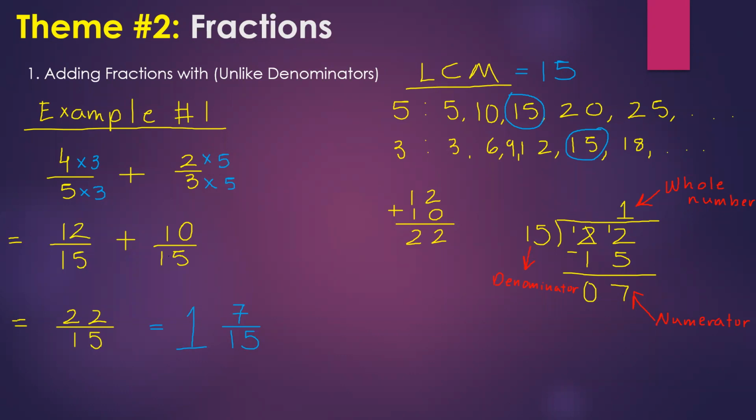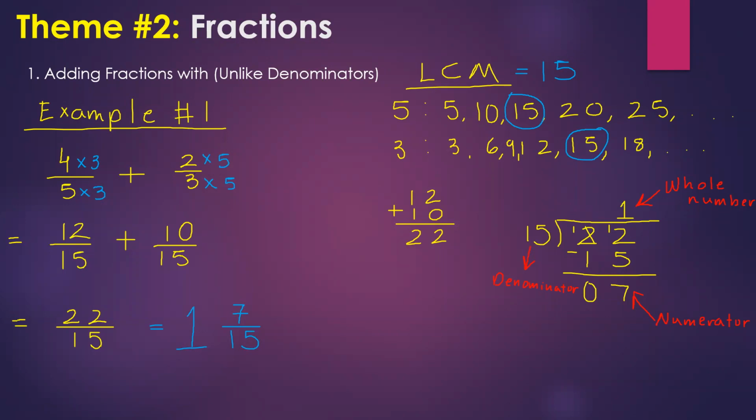Good. So just to check, Tiara, do you understand what we did? Yes, sir. Okay, can you explain what we did? You mean the whole thing? The whole thing. Okay, so the question was 15 over 12 plus 10 over 15. No, that wasn't the question. The question was 4 over 5 plus 2 over 3.